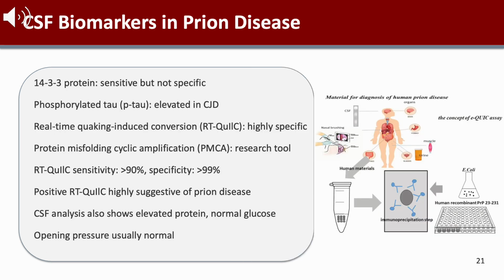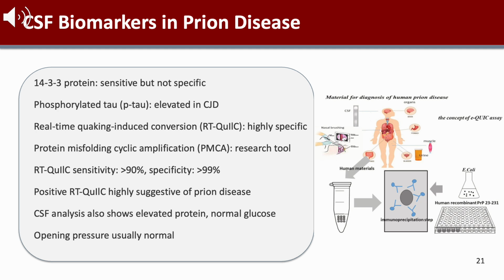Cerebrospinal fluid analysis has become increasingly valuable in the diagnosis of prion disease. The 14-3-3 protein was historically used as a marker, as it is elevated in the CSF of patients with Creutzfeldt-Jakob disease. However, it is not specific and can be elevated in other conditions. Phosphorylated tau is also elevated in Creutzfeldt-Jakob disease.